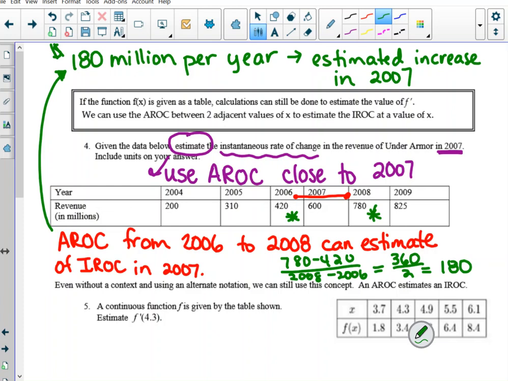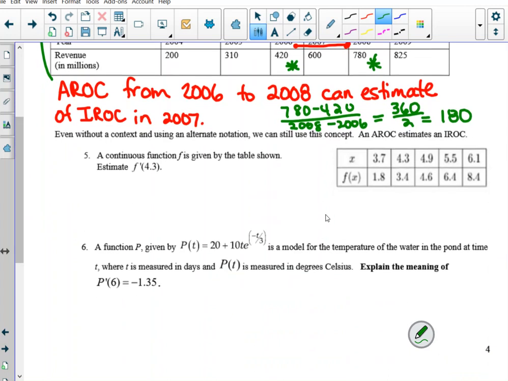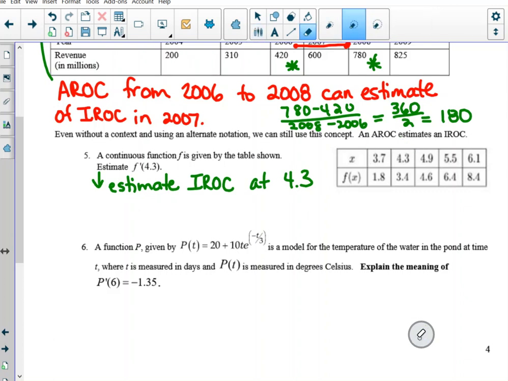So even if we don't have a context, even if it doesn't talk about anything, we've still seen this kind of question. College Board has asked us, hey, estimate f prime at 4.3 from this table. So that means we want to estimate the instantaneous rate of change at 4.3. Any 2 points around 4.3, one on one side and one on the other, can provide an estimate.